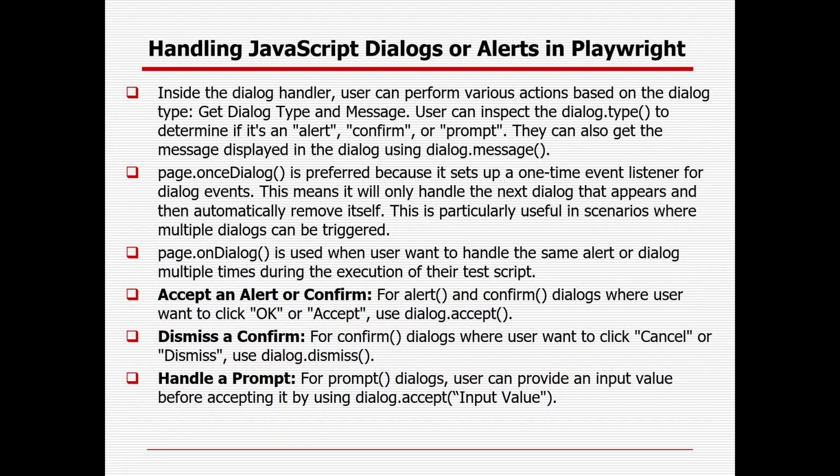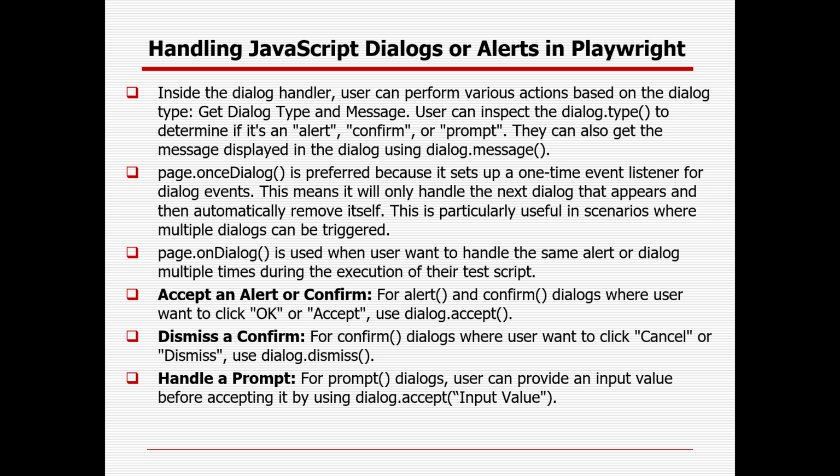Page.once dialog and page.on dialog, these two things are available in Playwright with Java. So page.once dialog is preferred because it sets up a one-time event listener for dialog events. This means it will only handle the next dialog that appears and then automatically remove itself. This is particularly useful in scenarios where multiple dialogs can be triggered. Whereas page.onDialog is used when the user wants to handle the same alert or dialog multiple times during the execution of their test script.